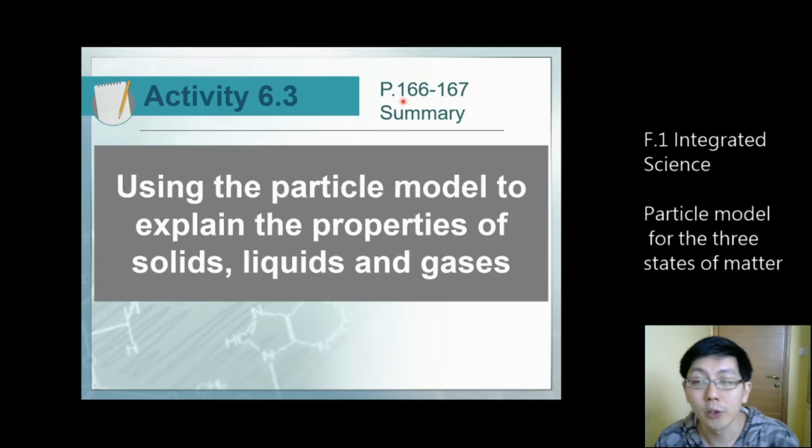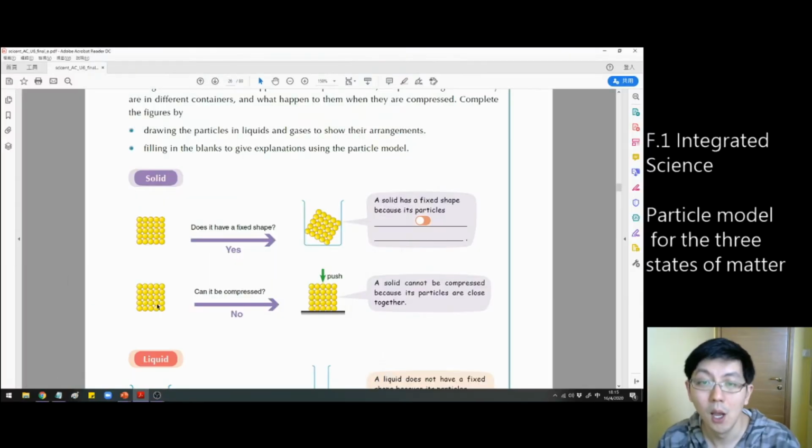Now I want you to turn to pages 66 to 67 to have the summary for the explanation of the properties of solid, liquid, and gases using the particle model. Okay, the first thing we come to is the discussion of solid. Why do solids have a fixed shape? You can see that the particle model is similar to that with the magnetic balls. They have a fixed shape because those particles, what is the special thing? They cannot move from one position to another. They are stuck together, and cannot move from one place to another. That's why they have a fixed shape.